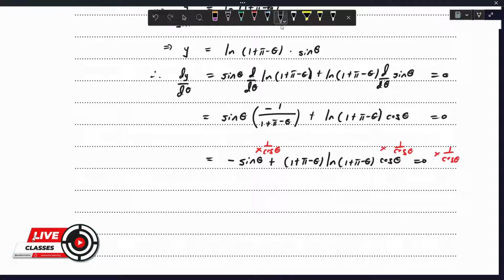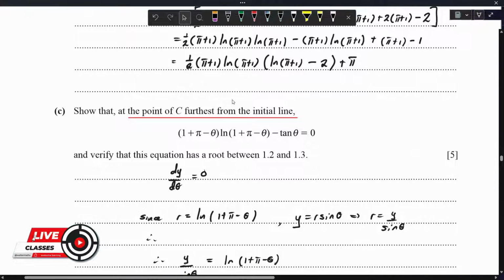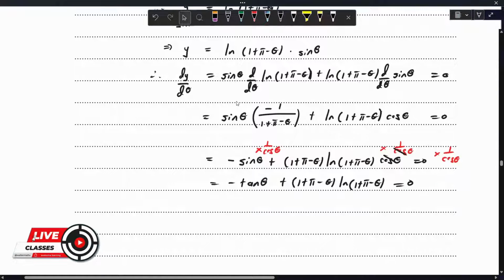And when we do that, we'll be having minus tan theta here, plus (1 + π − θ) ln(1 + π − θ). These two cancel, equal to 0. Now, that's what they want us to prove, isn't it? That's it. Let's just rearrange.